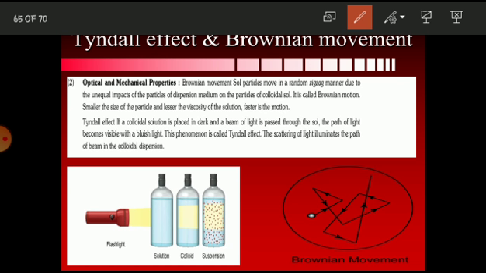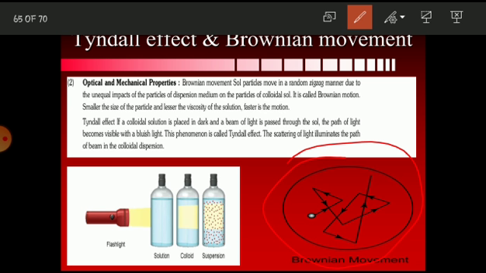This is called Brownian motion. Brownian motion is very simple. You can also say it is the zigzag movement of a colloidal particle. The zigzag movements of the colloidal particles in the colloidal solution are called Brownian movement. This motion was first observed by the British botanist Robert Brown, and therefore it is called Brownian movement.